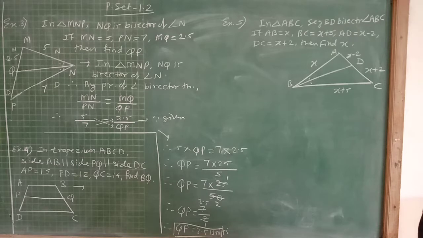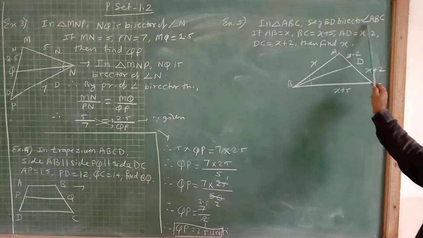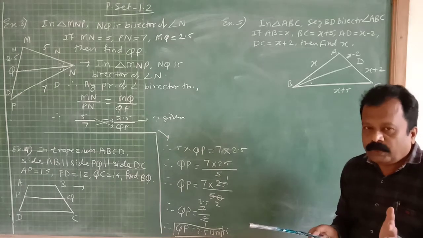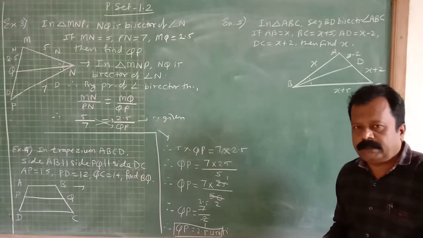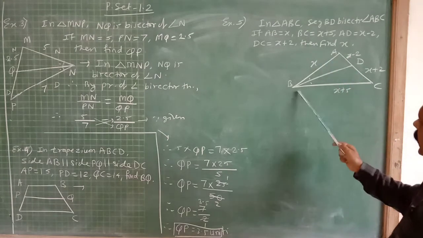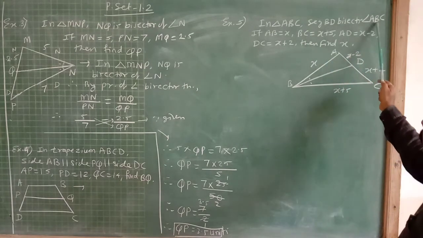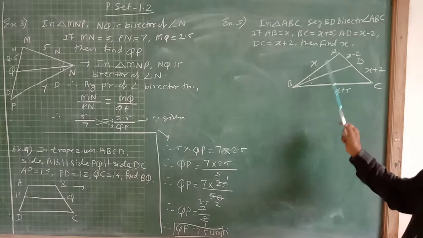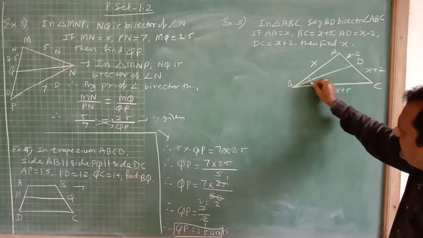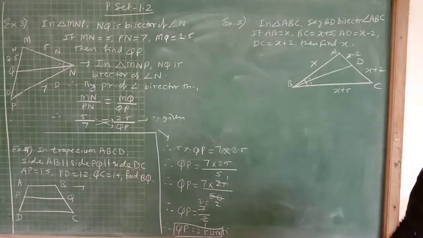Now what is given? In triangle ABC, segment BD bisects angle ABC. Means there is a bisector. Who bisects an angle? A bisector only. So the angle bisector bisects the angle. In triangle ABC, BD is the bisector of angle ABC, bisecting this angle into equal parts.